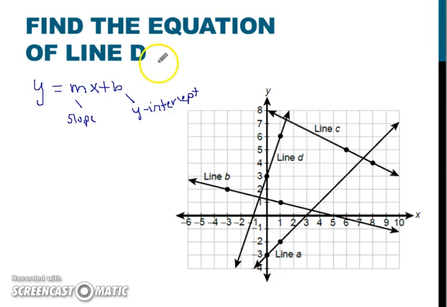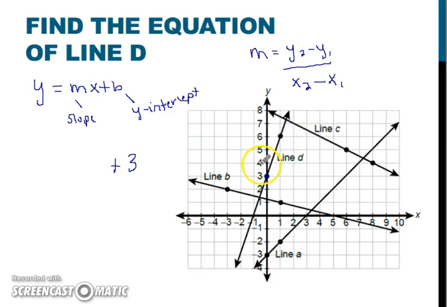So if we want to find the equation of line D, here is our line D. I can see that it's crossing my y-axis at 3, so that would make this part of my equation plus 3. And my slope, now you can count on the graph, the rise over the run, or use your slope formula, which is the change in your y, so y2 minus y1 over x2 minus x1, and subtract the values of those two coordinates, or you can just count if they're nice coordinates.